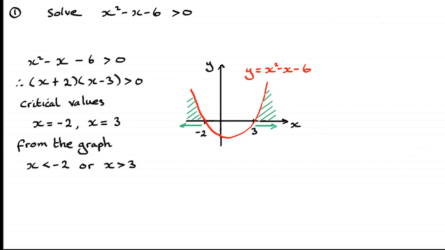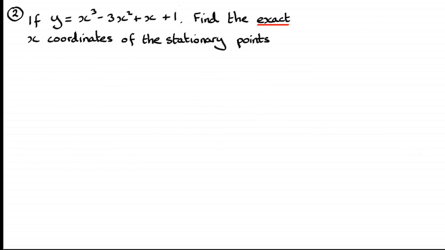Okay, let's see what the next one is. Question 2 of the 5. This time we're looking at stationary points. The question is, if y equals x cubed minus 3x squared plus x plus 1, find the exact x coordinates of the stationary points. There's a bit of a clue there in the word exact. So see how you get on with that one.